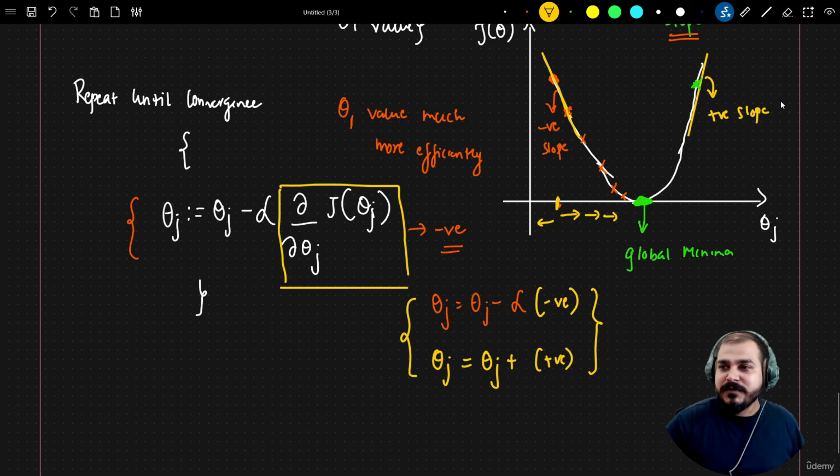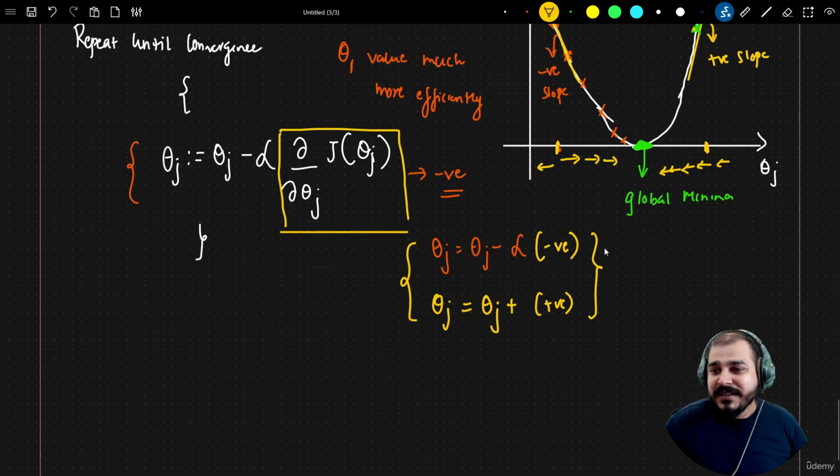Now in the case of a positive slope, I really need to decrease my theta j value, right? Let's say that initially my theta 1 was over here, and I got my J of theta 1 over here. So here I have to decrease it. Okay. I have to decrease it. Then only I'll be able to reach the global minima.